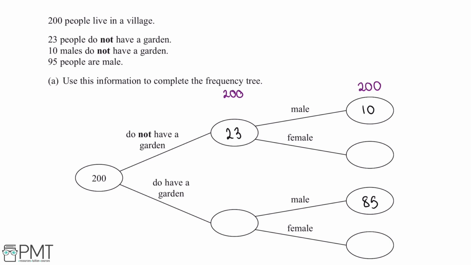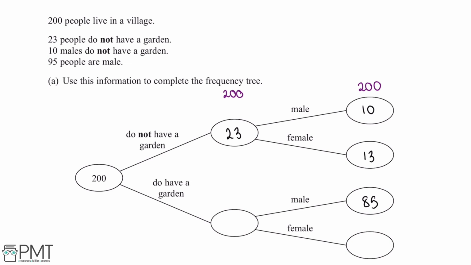So we can now fill in the rest of this frequency tree from the information which we've filled in. So we can first start off with the number of females who do not have a garden. So if there are 23 people in total who do not have a garden, and 10 of them are male, then what this means is that 13 of them will be female.